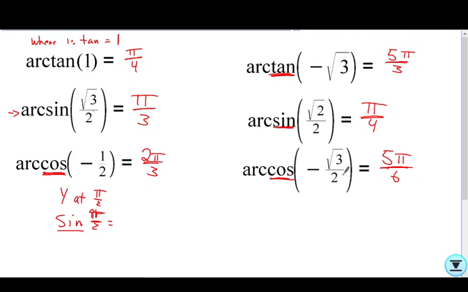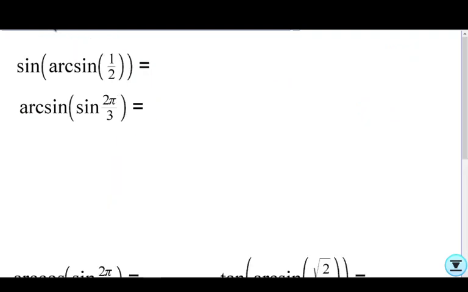Now, on Monday, we're going to start doing composites of these, and I'll give you a little bit of insight. We're going to be starting to do problems like this, which aren't hard, but you definitely need to know your unit circle values.